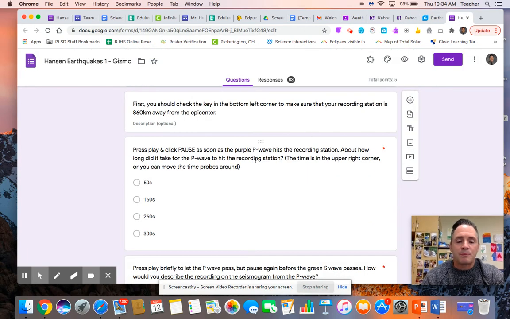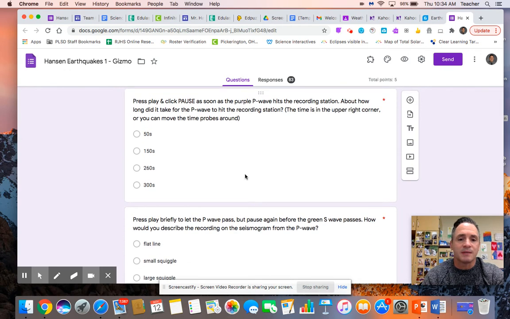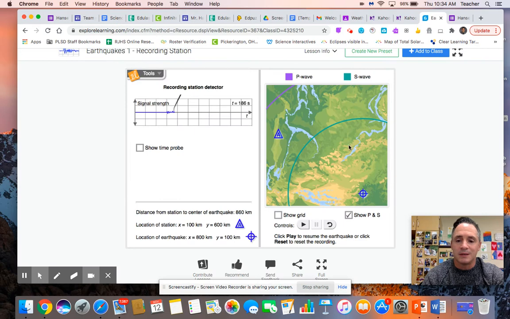Then it says press play, click pause as soon as the purple P wave hits the recording station. About how long did it take for the P wave to hit the recording station? The time is in the upper right-hand corner. So it's approximate. We're going to hit play. Let's reset this. Let's hit play. And as soon as the purple wave hits, about right there. Time is about 150 seconds. Right there is where my time is.